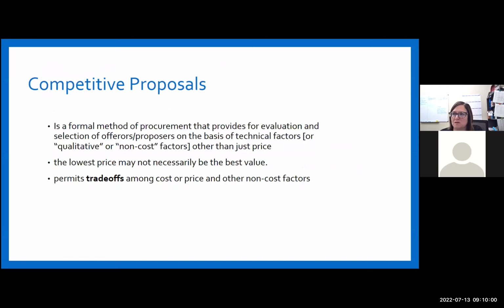Competitive proposals is a formal method of procurement that provides for the evaluation and selection of offerors/proposers on the basis of technical factors or qualitative or non-cost factors other than just price. The lowest price may not necessarily be the best value. This permits trade-off among cost or price and other non-cost factors.